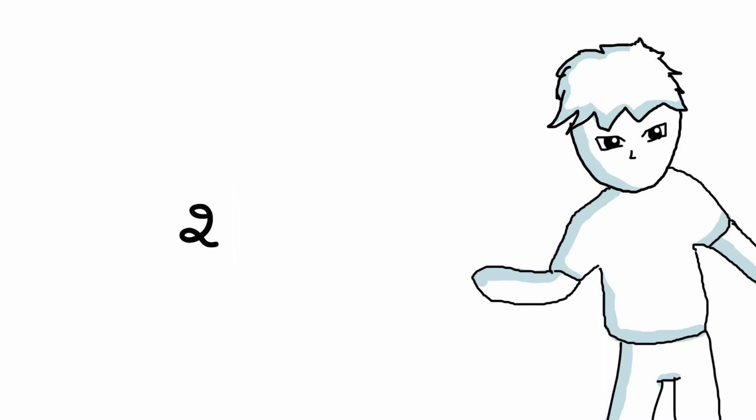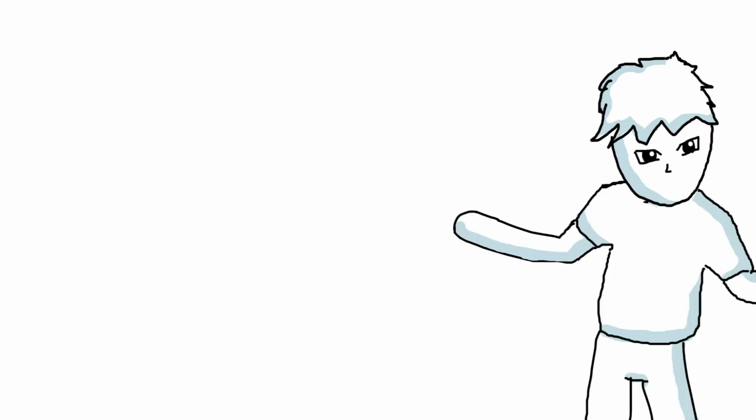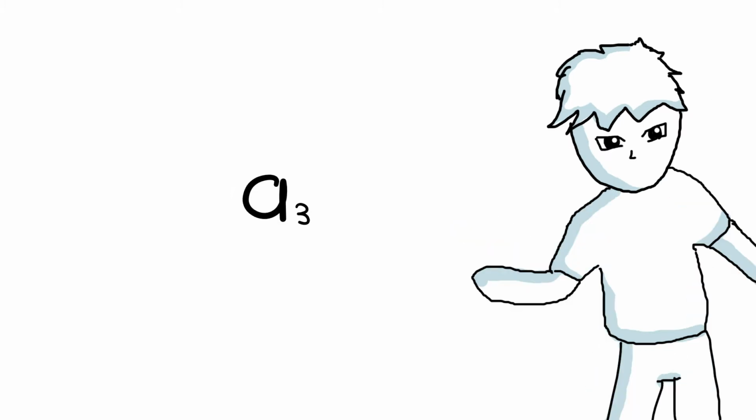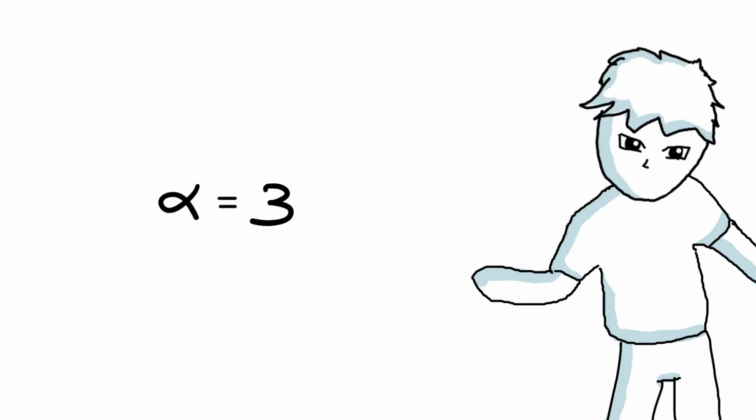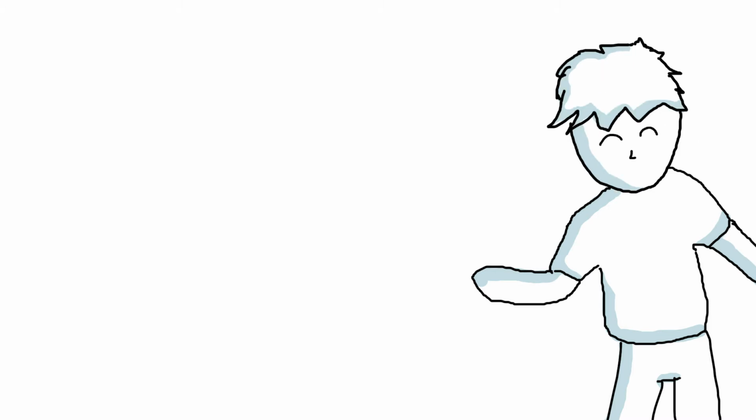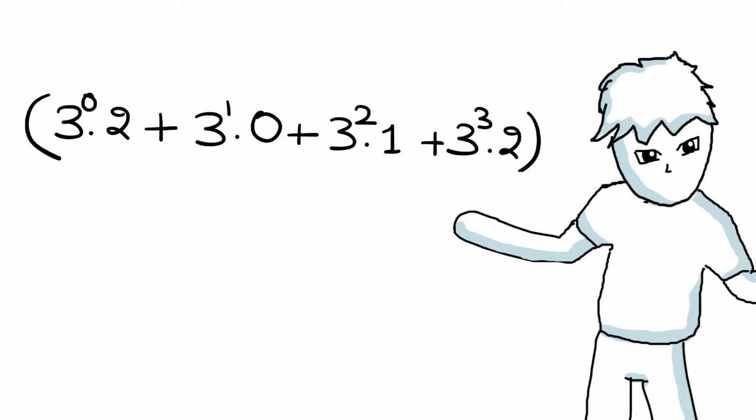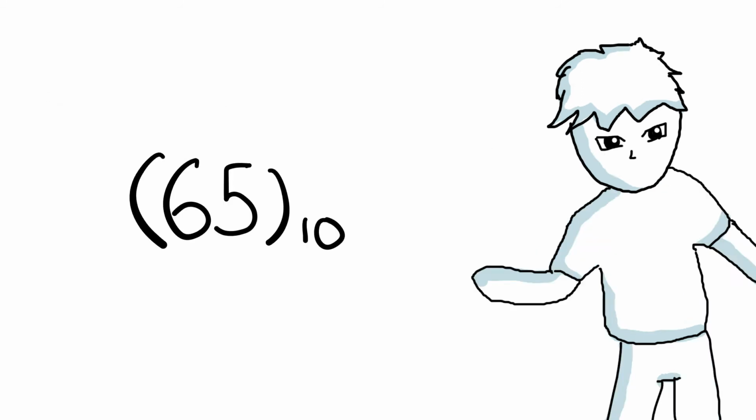The 2, which is the first digit on the left hand side, will be a4. The second digit, that is 1, would be a3, the 0 would be a2 and the last one, that is 2, again it would be a1. The value of alpha would be 3 because it's the base. Now all we have to do is put the values in the right place. Boom! And when you do the math, you'll get the value as 65 in base 10.